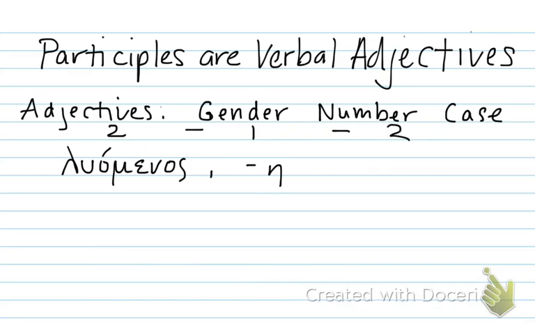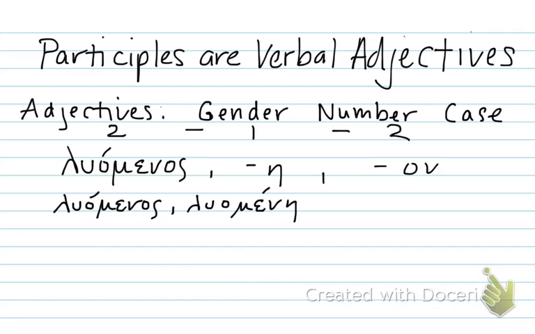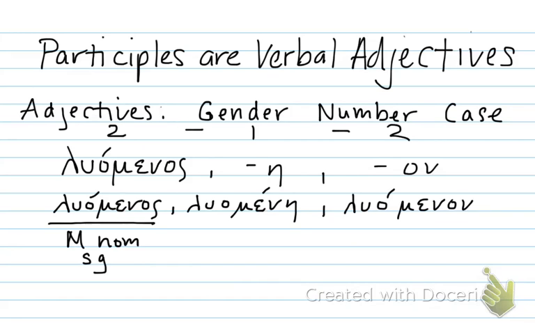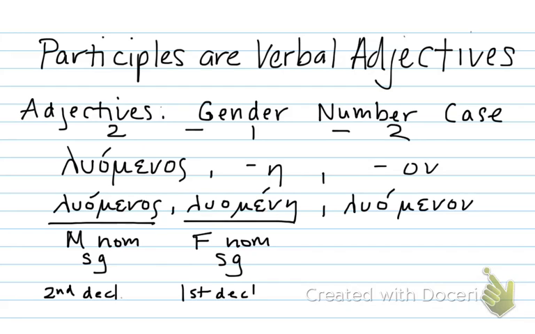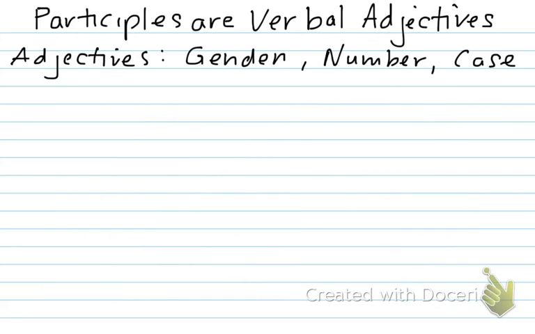So, for example, λυόμενος -η -ον, which is how it'll appear in the dictionary, can be expanded to λυόμενος, λυομένη, λυόμενον. Λυόμενος is the masculine nominative singular, and declines in the second declension. Λυομένη is the feminine nominative singular and declines in the first declension. And λυόμενον is the neuter nominative singular and declines in the second declension.